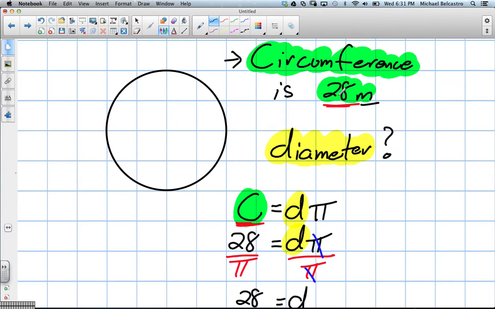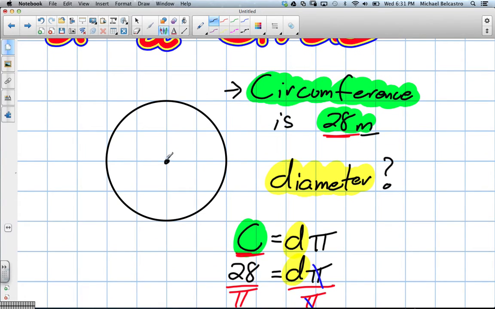So 8.91, and we've got to see what units this was in. It was in meters. So in other words, this is the center of the circle, and the diameter is all the way across, right? That means that distance is 8.91 meters. It's a pretty long distance because it's in meters, but that's how you would do that. You've got to reverse the formula.